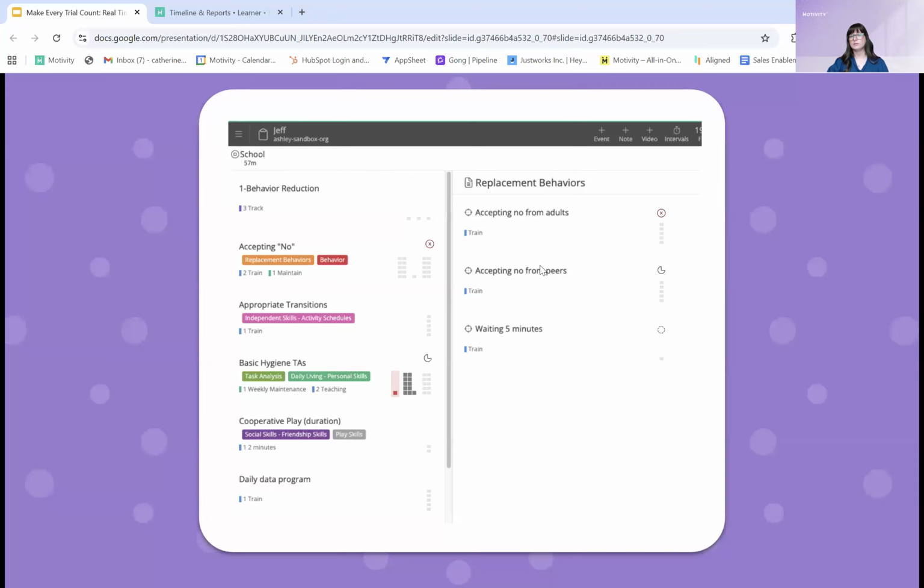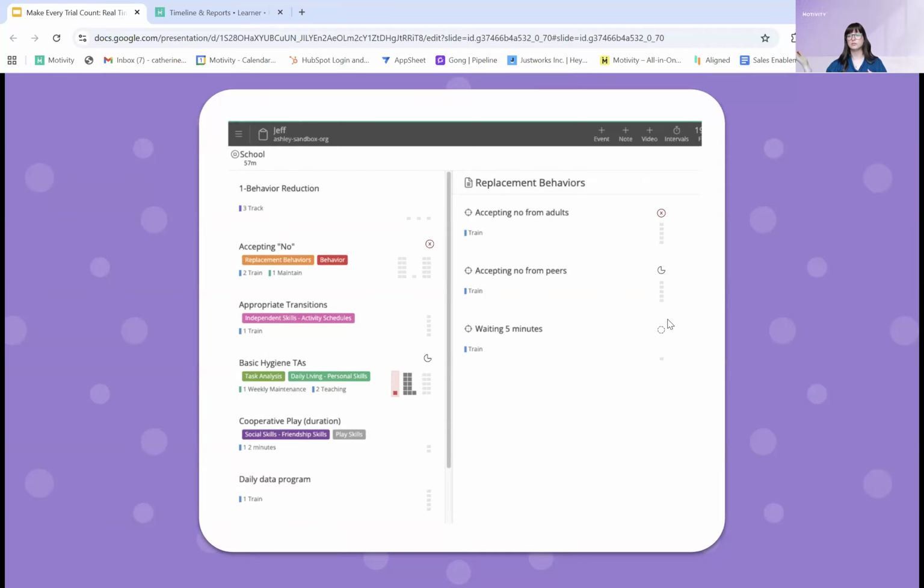So a few different examples we see here. Accepting no from results: what this visual indicator informed the technician is that they skipped that program altogether. They did not work on that goal in the previous session, and so they likely want to target that. Whereas accepting no from peers, we see more of a Pac-Man style. That indicates to the technician that this goal was run, but we didn't hit all of the prescribed trials. And finally, for this last goal, we just have an open circle, which means this goal should be run on occasion. It's not a goal that is expected to be run every session, especially if you have a learner who has multiple sessions per day.